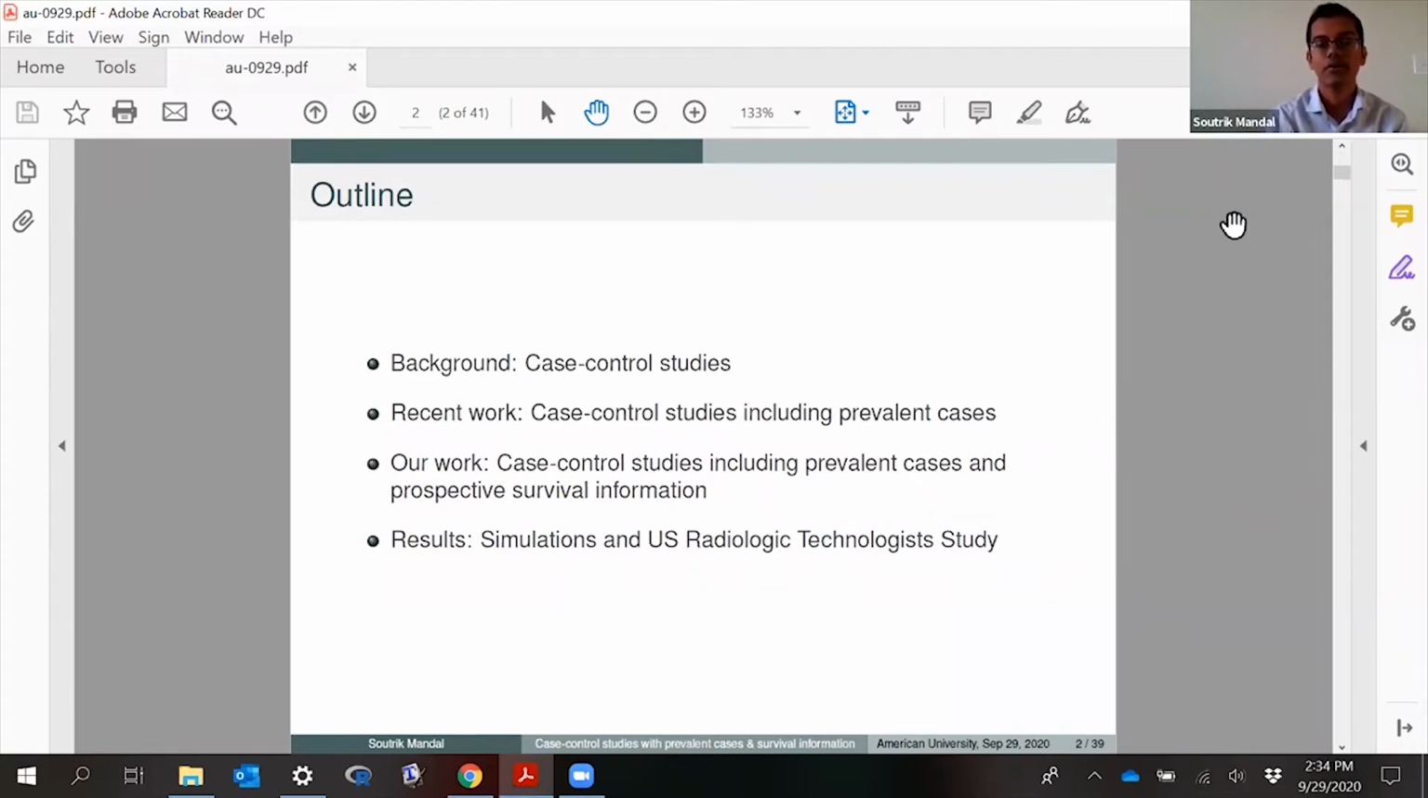So here's an outline of today's talk. I will start with a brief introduction to case control studies. And then I'm going to talk about a recent work where prevalent cases were introduced to case control studies. And then I will talk about our work where we introduce prospective survival information to case control studies that include prevalent cases. And finally, I'm going to show you some results based on simulations as well as the United States Radiologic Technologists study.